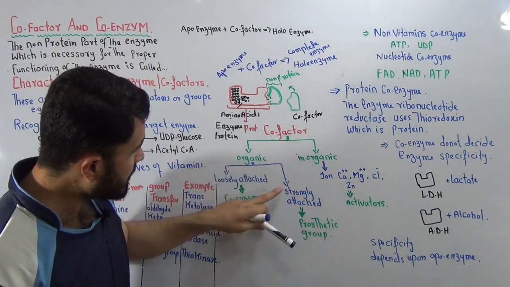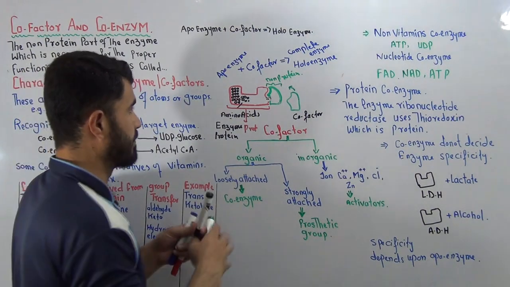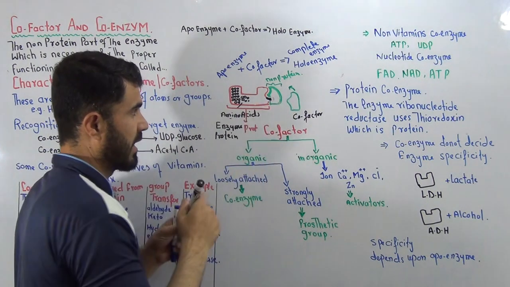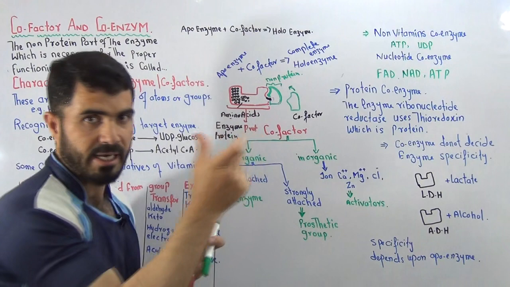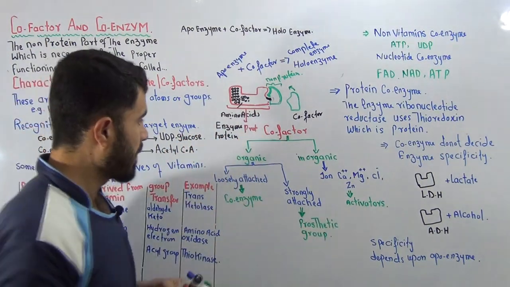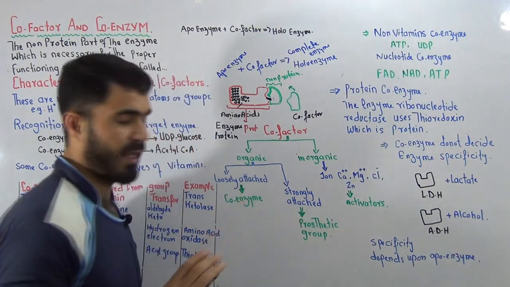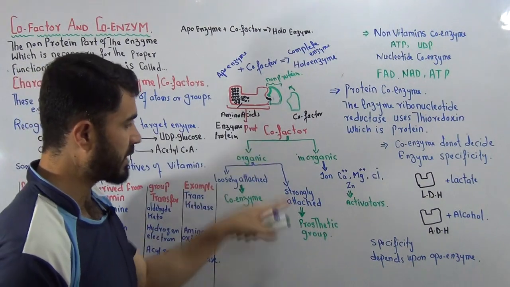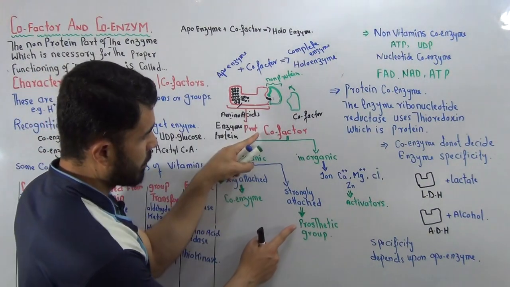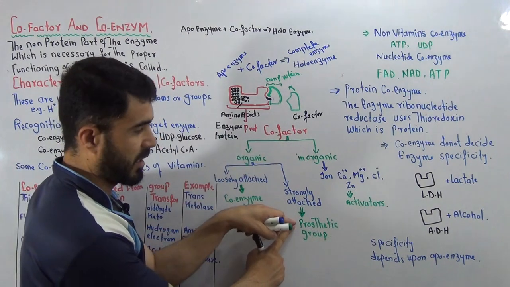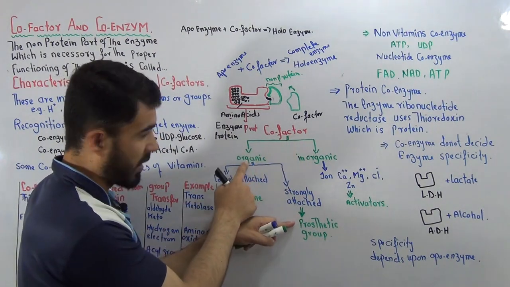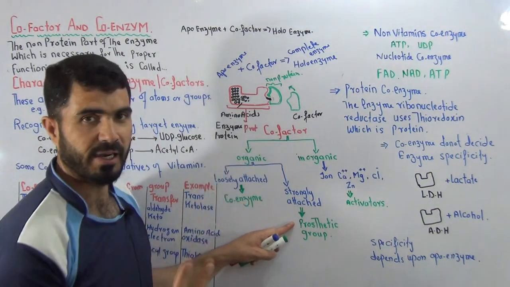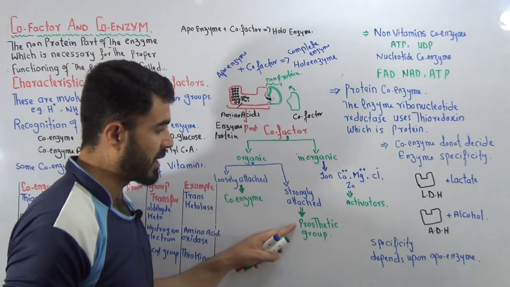If the cofactor is strongly attached, I am going to write a shaded line, which means the cofactor is strongly attached to the enzyme. It cannot be separated. In this case, it will be called a prosthetic group. So a cofactor becomes a prosthetic group if it is organic and strongly attached. A cofactor must satisfy two conditions in order to become a prosthetic group.